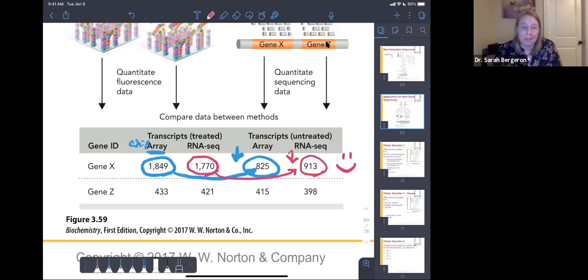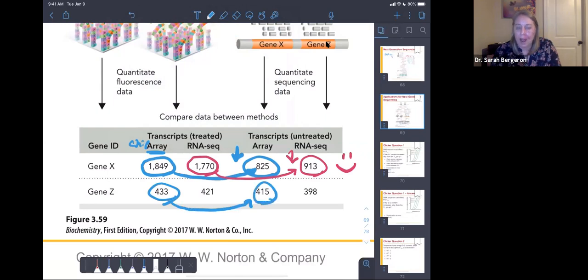Okay, the same thing, we can look at another gene. And I can say, okay, I'm going to first look at my chip, my gene chip array. I start out at whatever value it is. Untreated versus treated, what happened?